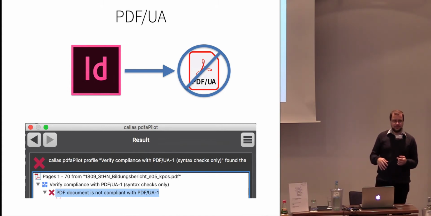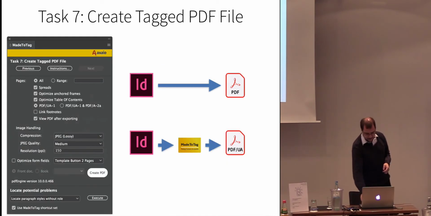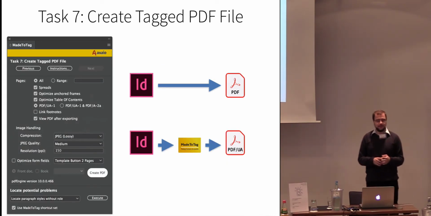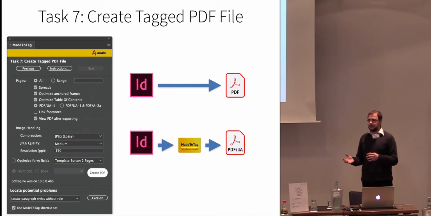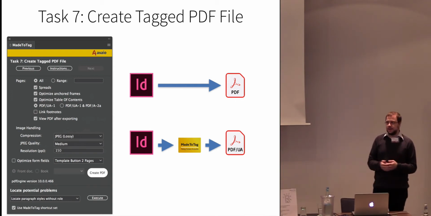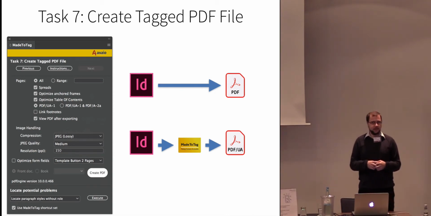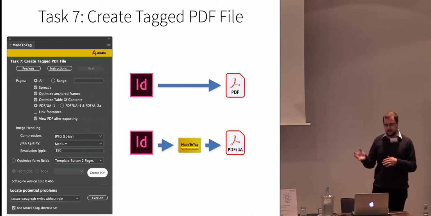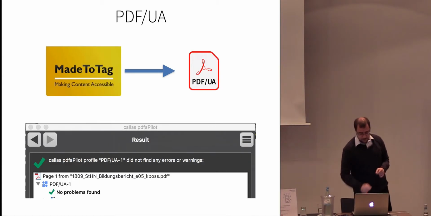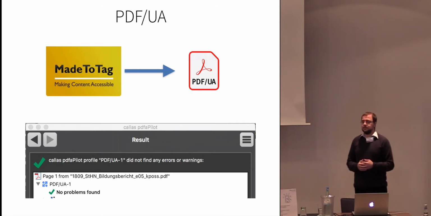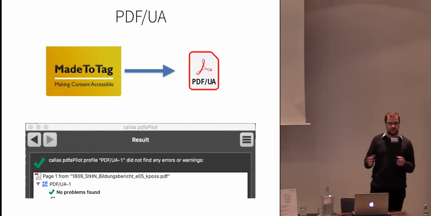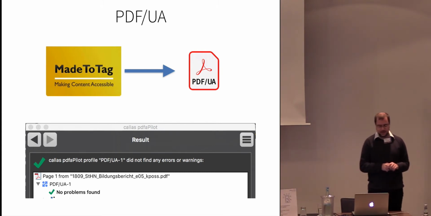That's why you should always use MadeToTag task 7. We not only export the file, but we also fix issues InDesign has, and we enhance the PDF file with tables and other things we do. I will come to that later in the presentation. If you export with MadeToTag, you will get a PDF UA file. That's why you should use MadeToTag task number 7. It's the most important task.